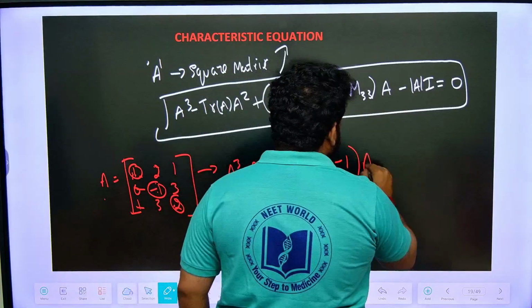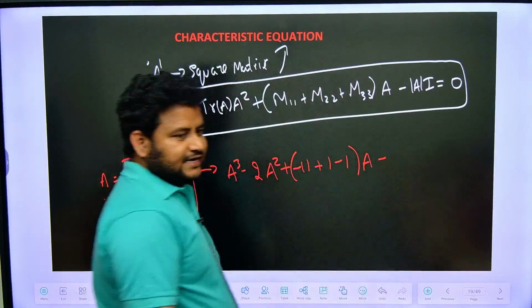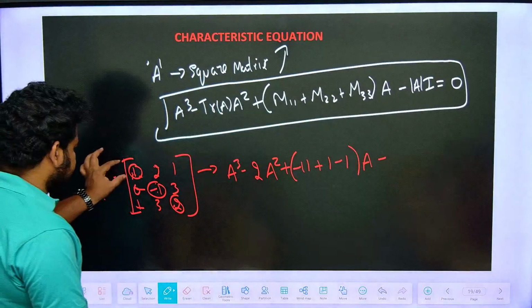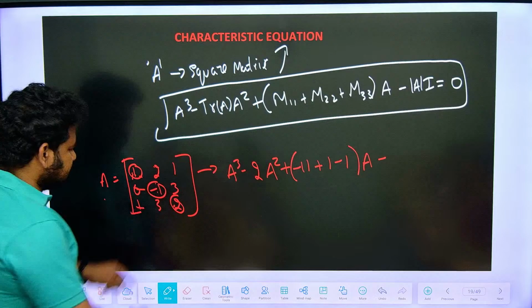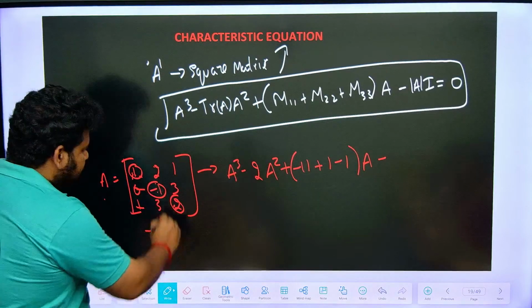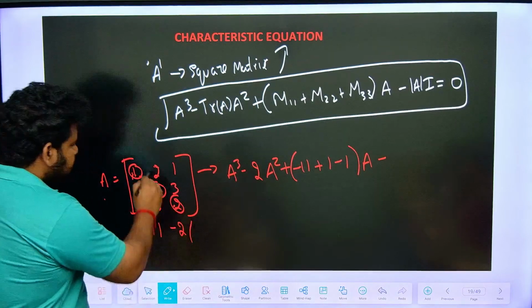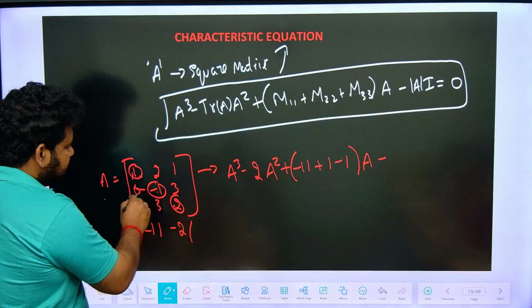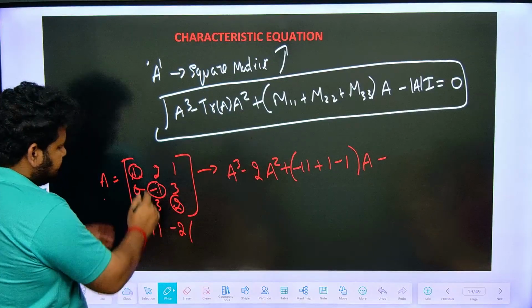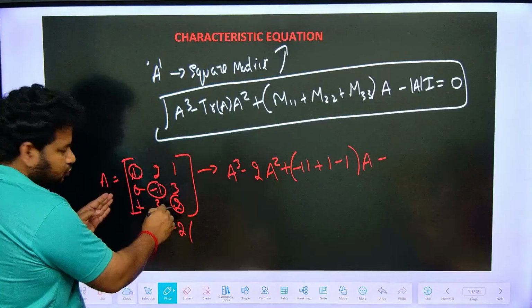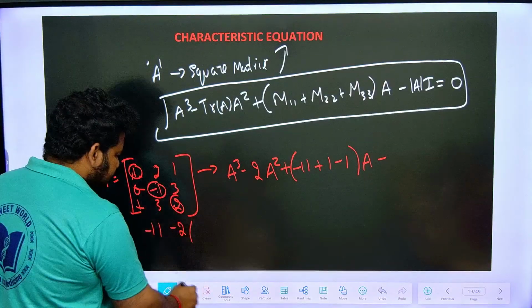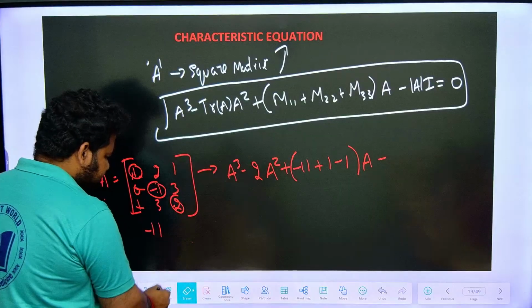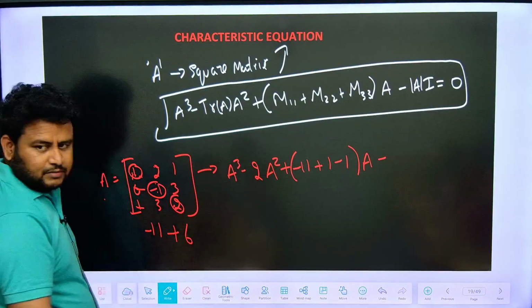A we will write as it is, minus det of A. Det of A is what? So this into this one. See this into minus 1 into this is minus 2, minus 9, minus 11. What is this? Minus 2 into 0 into 2 is 0, minus 3, correct? Minus 3, that I can write as plus 6.